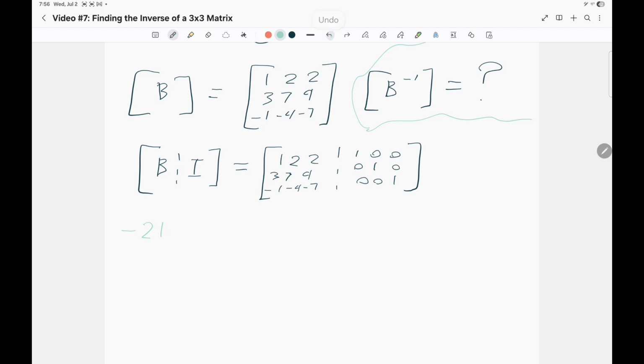-3, row 2. I think that's actually what I meant. -3, row 2. Wait a minute. Give me a second.